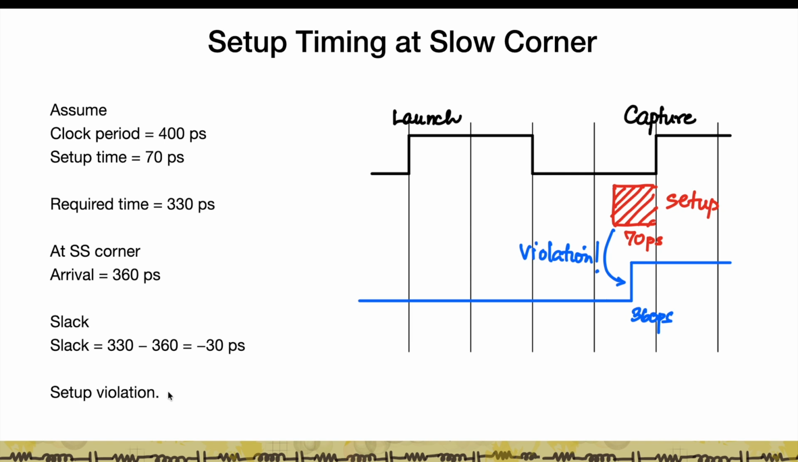It's a setup violation. This path was fine at TT. It had 50 picoseconds of positive slack there, but move to the SS corner where every gate is slower and the wires are more resistive, and those 50 picoseconds of margin have been completely consumed and then some. This is why saying timing passes without specifying the corner is meaningless. At TT, it passes. At SS, it fails. The chip has to work at both.